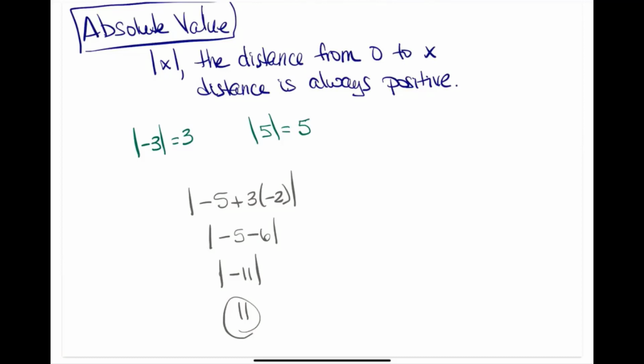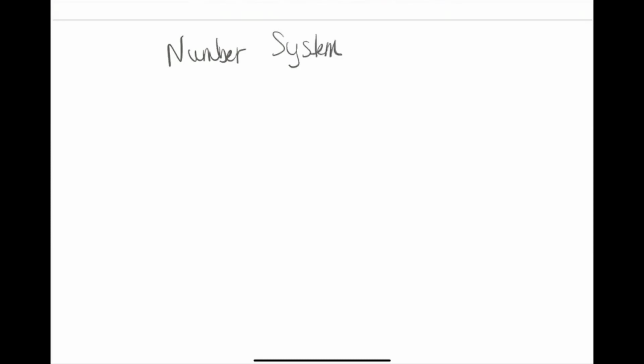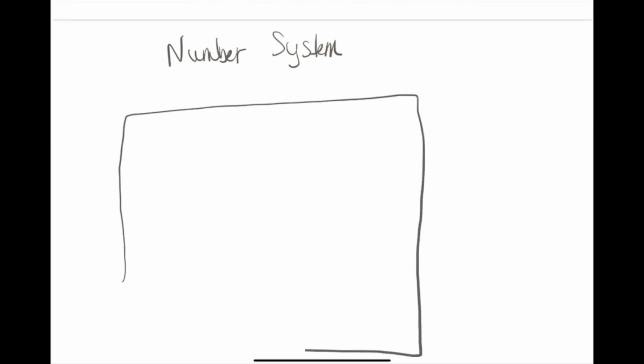All right. You ready to draw some pretty pictures? So I've got one more thing for you guys, looking at our fancy numbering system. If we look at our number system, there's a whole bunch of different types of numbers that we can look at. So I'm going to make a nice little big box. And I'm going to say this box is all of our real numbers.